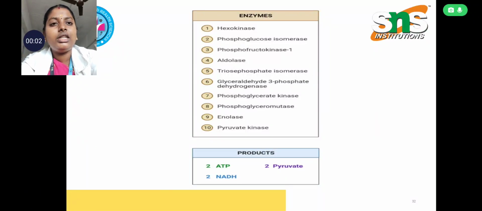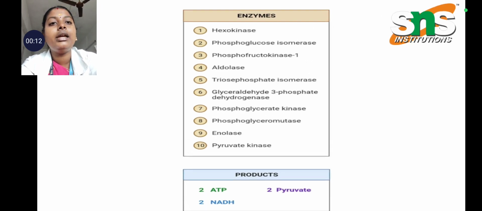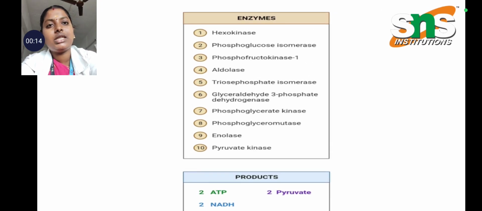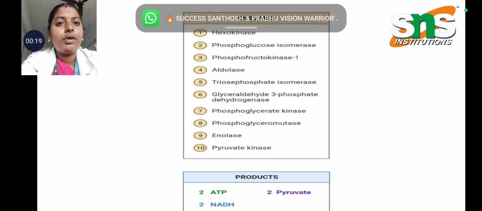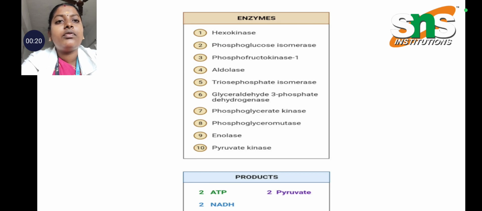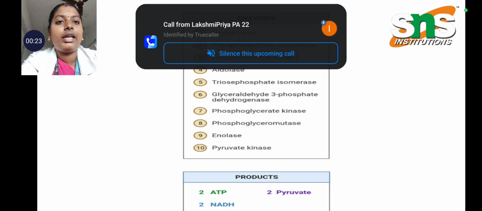So on continuation with the glycolysis cycle, I have said in the previous slide there are several enzymes involved in the conversion of one molecule to another. So these are all the 10 important enzymes which have a role in the process of converting one molecule to another. The first enzyme is hexokinase.